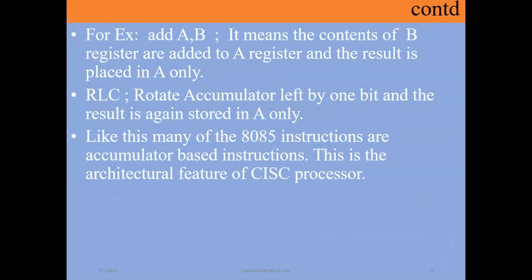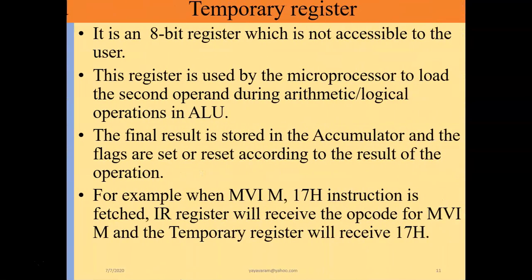So I have given the example here which I will explain. For example, ADD A, B. That means the contents of B register are added to A register and the result is placed in A only. Very important. Rotate accumulator left. See here you are using only the accumulator. I am not using the other register. Like this, many of the 8085 instructions are accumulator based instructions. This is the architectural feature of CISC processor, which I have explained repeatedly. So this is the importance of understanding architecture.